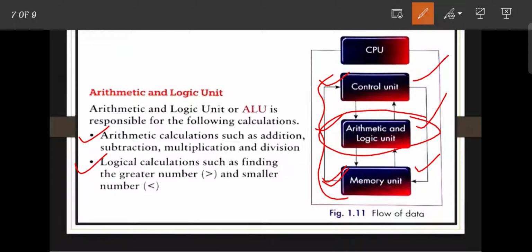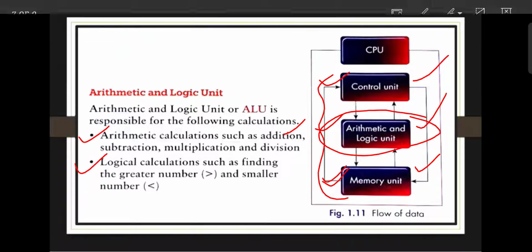The control unit controls the flow of data or instructions and acts like a communicator between the arithmetical logical unit and the memory unit. The arithmetical logical unit performs all the calculations like addition, subtraction, multiplication, division, etc. And the memory unit stores the data. So these are the main three parts of the CPU.